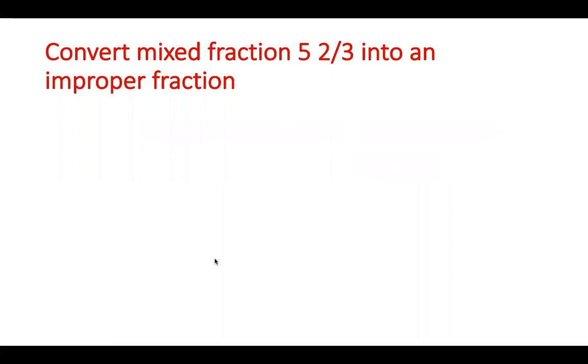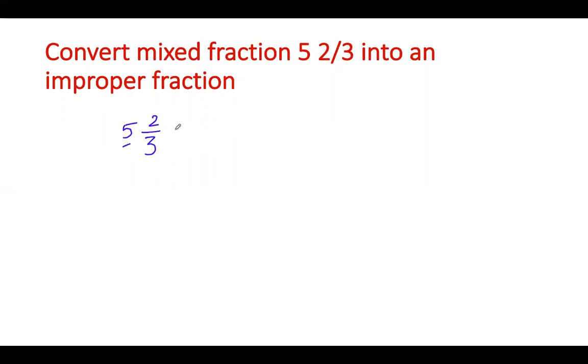First, which type of fraction do we call a mixed fraction? A mixed fraction consists of a natural number and a fraction, right? By combining these two, we get a mixed fraction. For example, 5 2/3. This is a natural number and this is a fraction, so we get a mixed fraction.